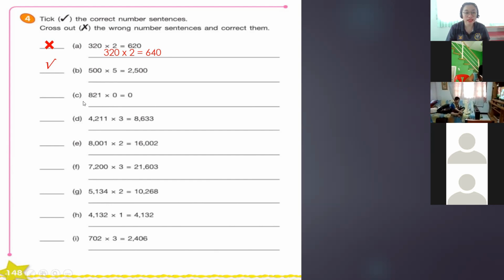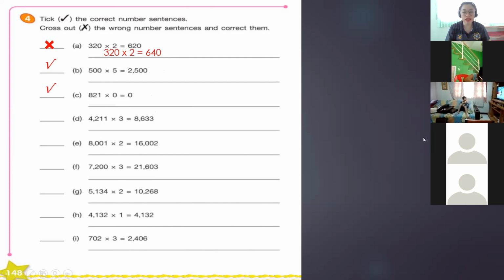Okay. Next is letter C. 821 multiplied by 0. Is it equal to 0? Yes or no? Okay, so yes, letter C is yes, because I have said a while ago, everything that we multiply to 0 is 0. So it is check.